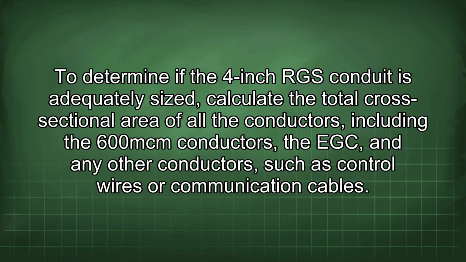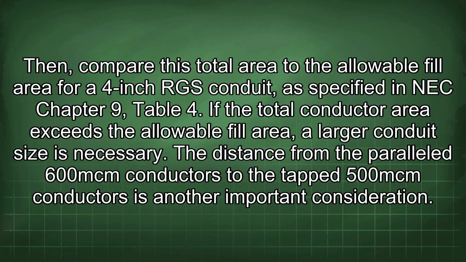To determine if the 4-inch RGS conduit is adequately sized, calculate the total cross-sectional area of all the conductors, including the 600 kcmil conductors, the EGC, and any other conductors, such as control wires or communication cables. Then compare this total area to the allowable fill area for a 4-inch RGS conduit, as specified in NEC Chapter 9, Table 4. If the total conductor area exceeds the allowable fill area, a larger conduit size is necessary.